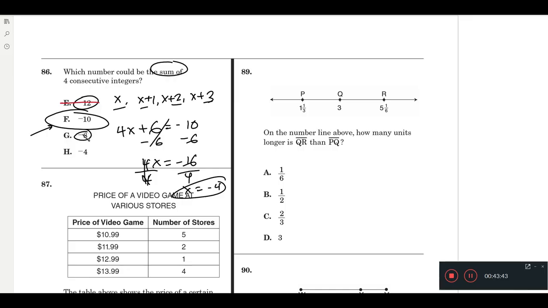It doesn't work. All right, so the point is you pick x, x plus 1, x plus 2, and x plus 3. These are the 4 consecutive integers. And when I added them and set them equal to one of these choices and tried to solve for x, the only choice that worked is negative 10. The other ones were giving me decimals, so the others cannot be the sum.